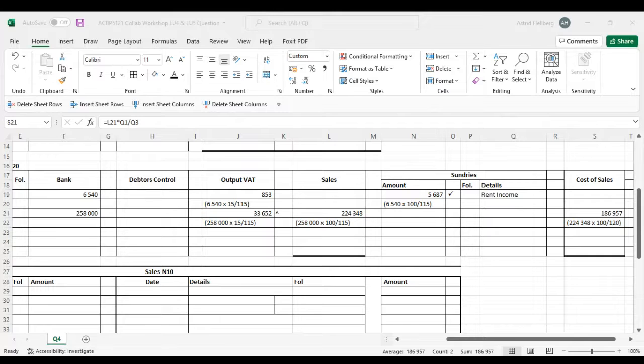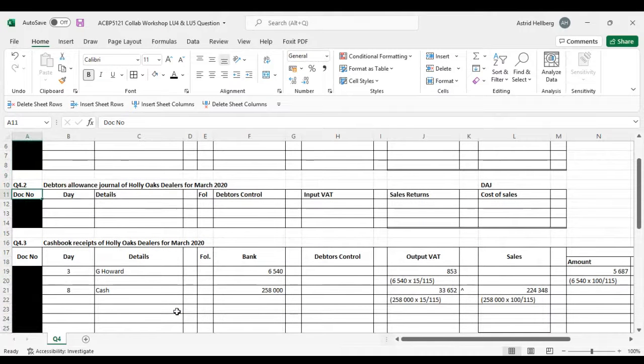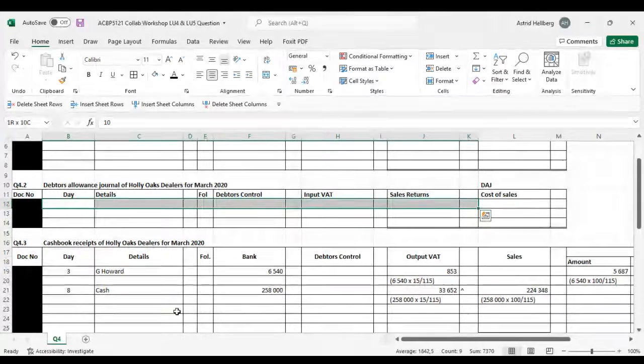Okay, then also on the 8th, we've got Nandi Traders returned unwanted goods to the value of 3,200, which was excluding VAT. So we said that is on the DAJ. Okay, so let's go to the DAJ then. So on the 3rd, we returned stuff to Nandi Traders.